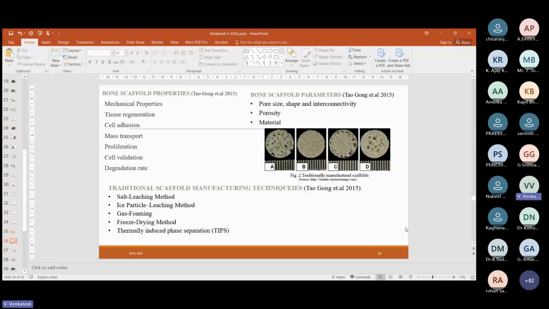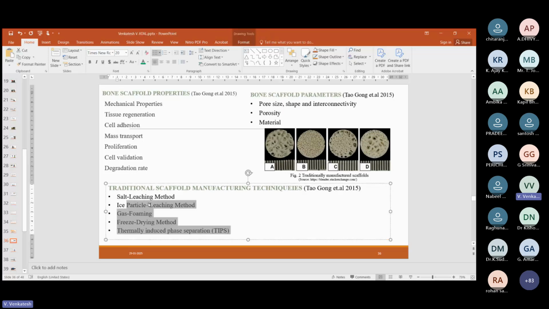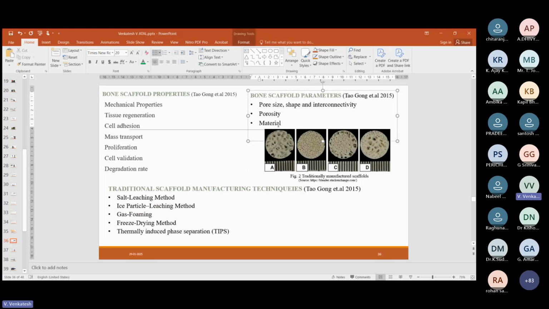We have alternative methods to fabricate bone scaffolds, which are called traditional manufacturing methods. They are termed the salt leaching method, ice particle leaching method, gas forming method, freeze drying method, and so on. But there are many limitations with traditionally manufactured bone scaffolds. The first is that it's not possible to control the pore shape, size, and interconnectivity. The porosity is also not possible to control with the traditional bone scaffold fabrication techniques. And the last one is the compatibility of materials. These methods were not compatible with all varieties of materials. These are the limitations that I identified with the traditional technologies.